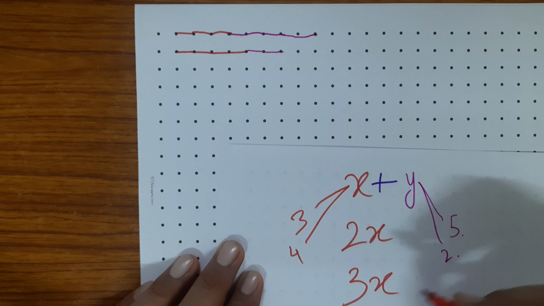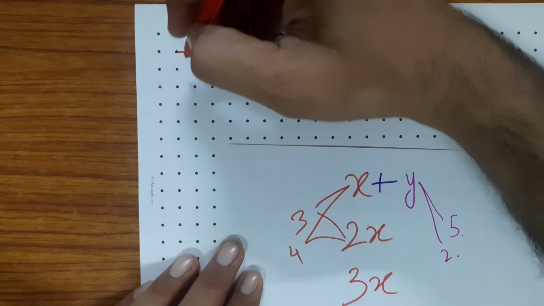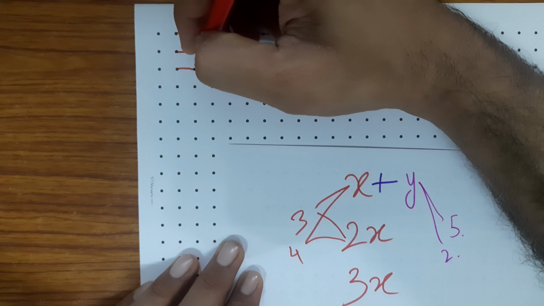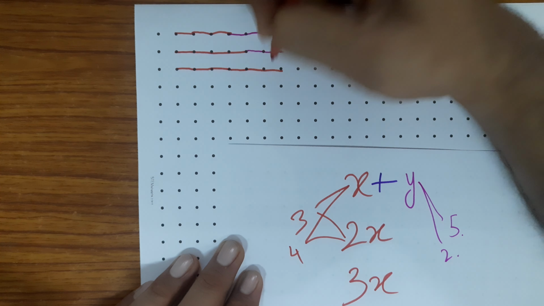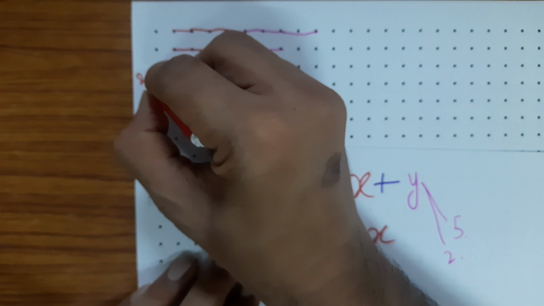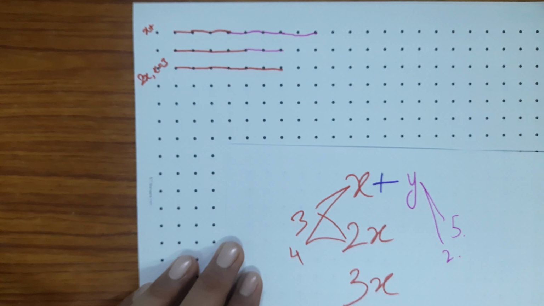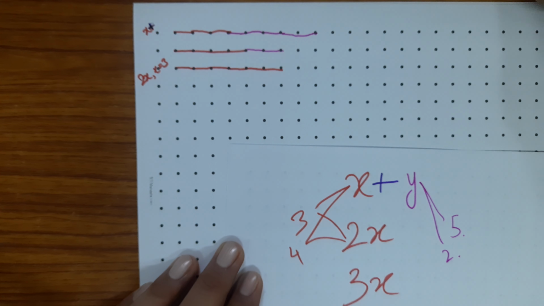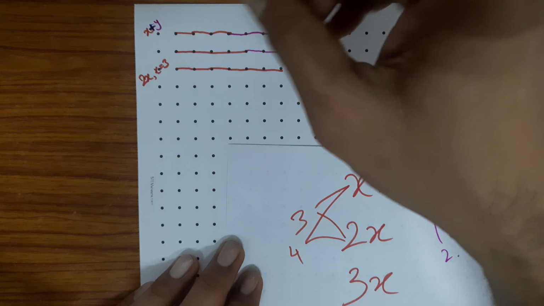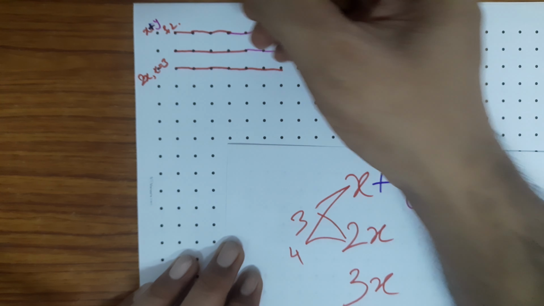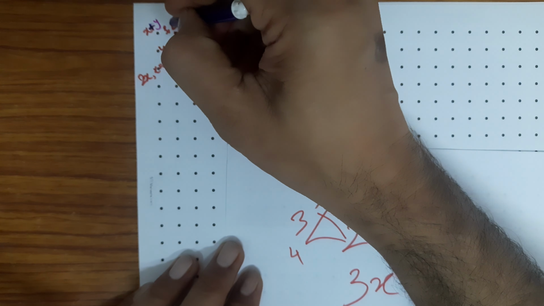So if I have 2x, that is 3, 1, 2, 3 and then another 3. So that's 1, 2, 3. This is the regular substitution we do. You write this as 2x where x is equal to 3. You write this as x plus y. The first one, x is 3 and y is 2. And the second one, x is 4 and y is 5.